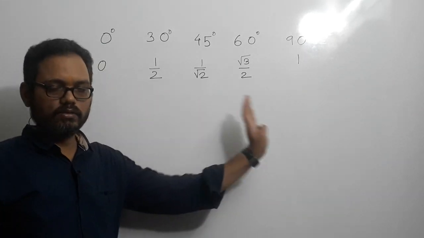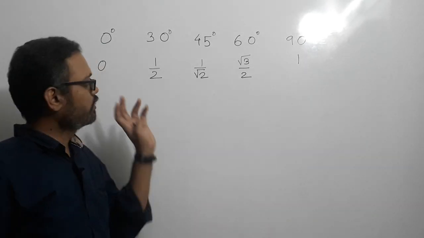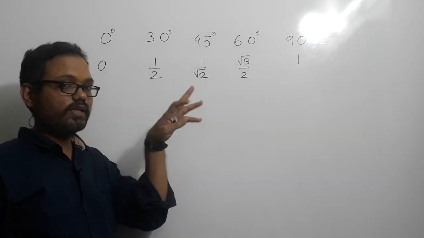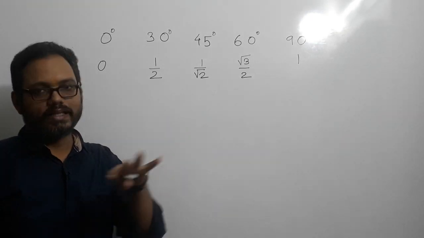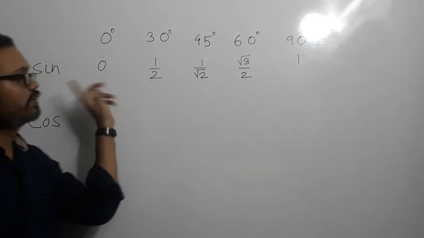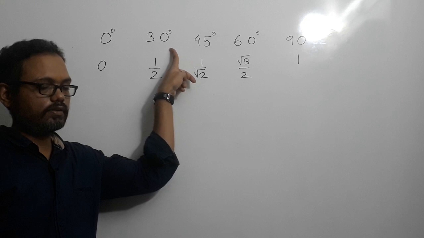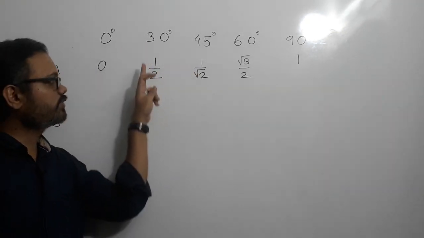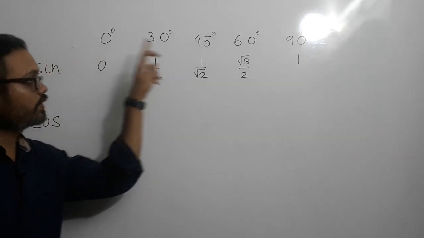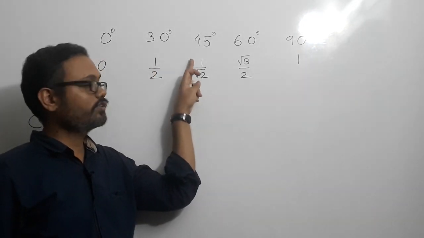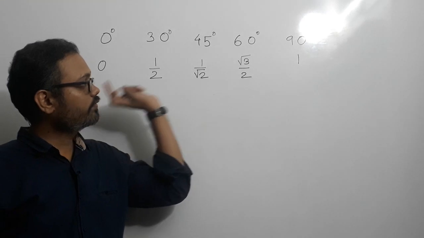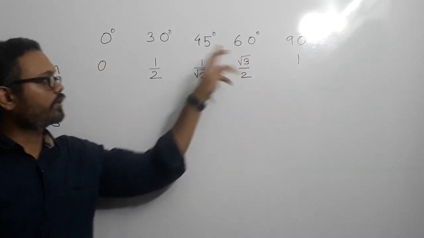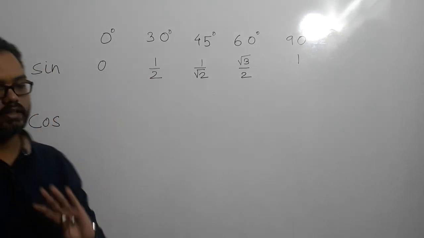So the first line is known to all. The side opposite to 30 degrees is half of the hypotenuse. Actually, that is the value of sine. When theta is 30, the value of sine is half. When theta is 45, the value of sine 45 is 1 upon root 2. When theta is 90, the value of sine 90 is 1. So this is sine.